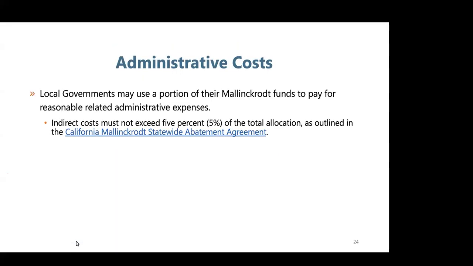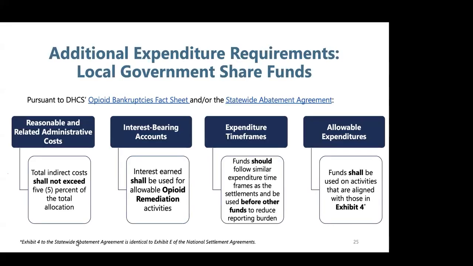Mallinckrodt funds also can be used for administrative costs. They do explicitly cap it at 5% of the total allocation. This is found directly in that statewide abatement agreement. So there is less wiggle room in this 5% than we've implemented into our reasonable administrative cost policy, which is 10%, potentially higher if there is some justifiable supporting documentation with it. Next slide, please.